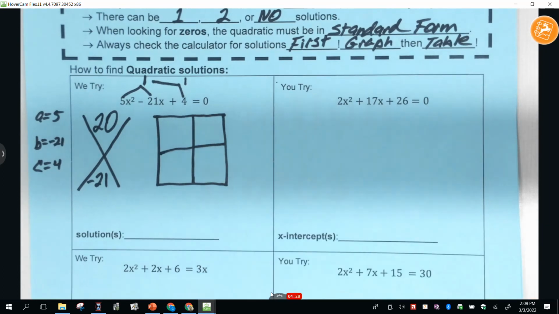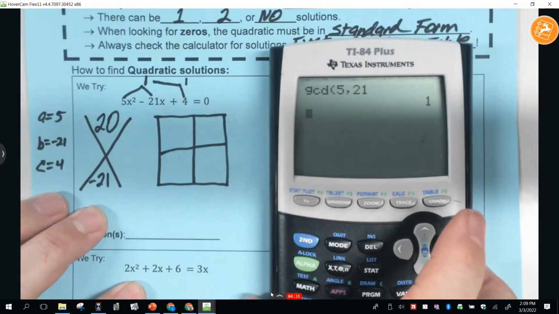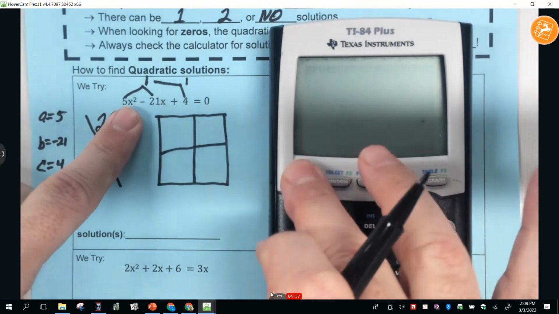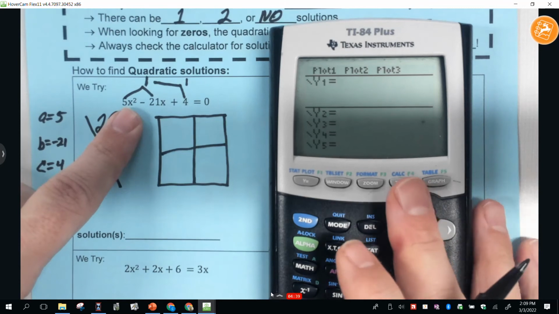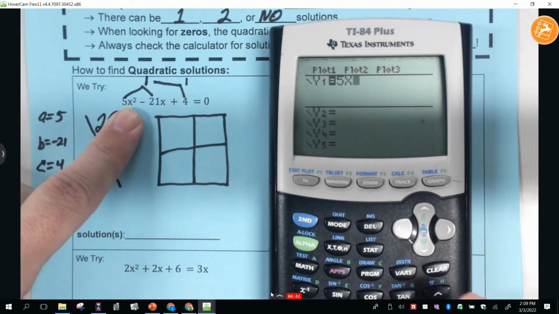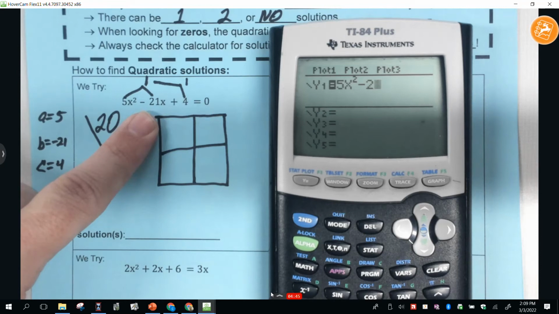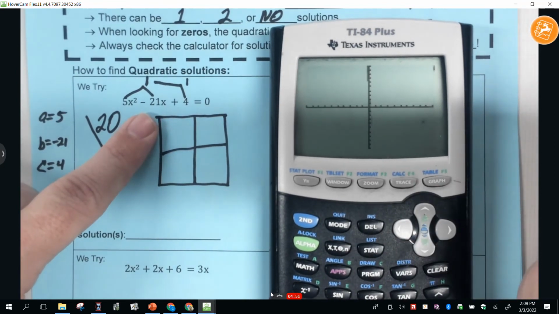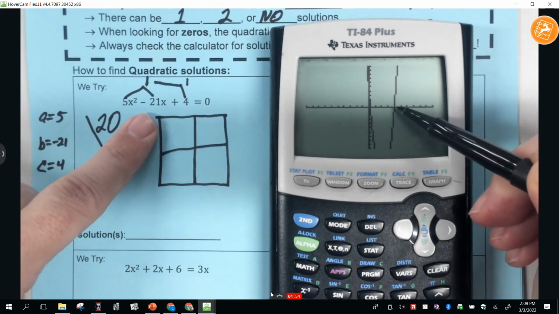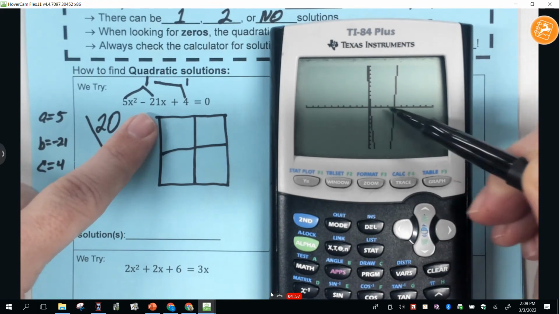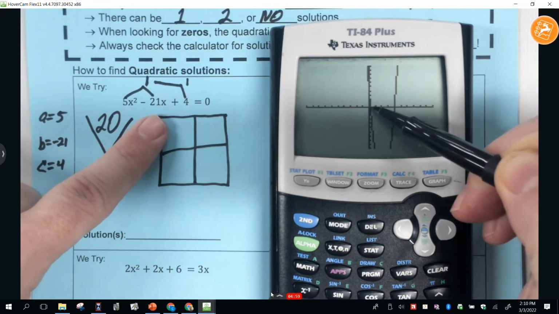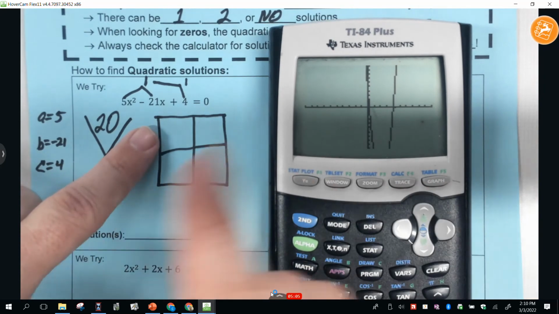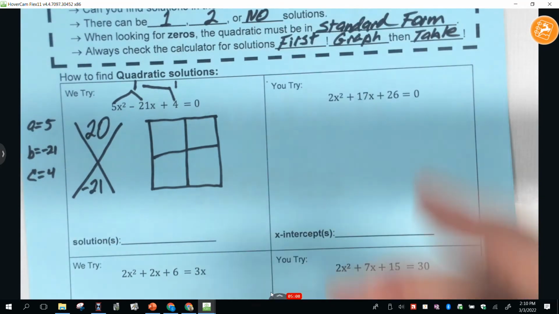But I skipped a step first. Remember, we want to check the graph first. So I'm going to go to y equals, and I'm going to plug this in, 5x squared minus 21x plus 4. And now I'm going to look at the graph. So here's my graph. I can tell I have 2 zeros, so 2 solutions to this equation, and one is there and one is there. So I definitely want to do the X box in order to find those.